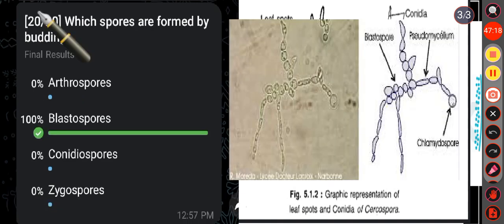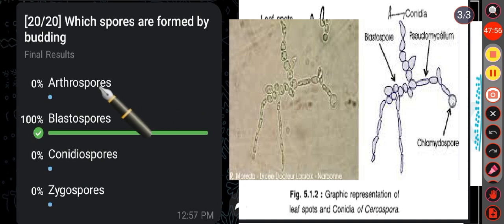Then last question, which spores are formed by budding? Option A arthrospores, option B blastospores, option C conidiospores, option D zygospores. Here the correct answer is option B, that is blastospores. So blastospores are asexual fungal spores formed through budding, a process where a new cell grows from the parent cell. These buds eventually detach or remain attached, forming chains or clusters of blastospores, right?